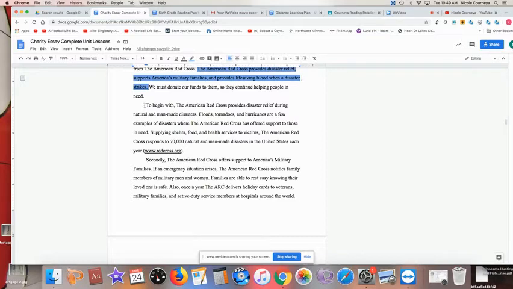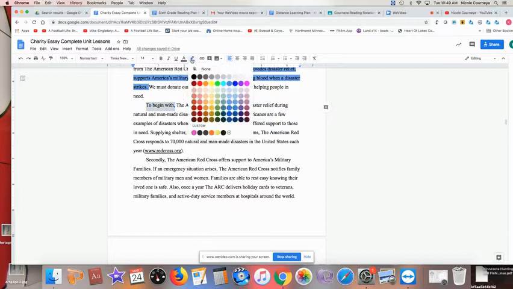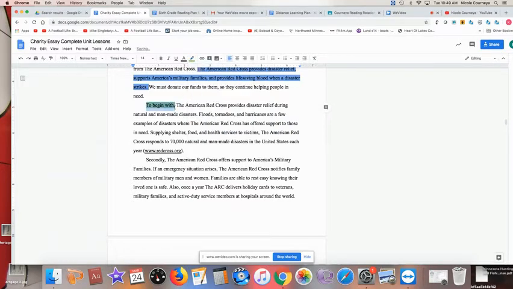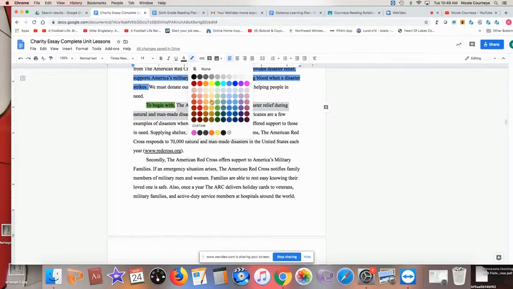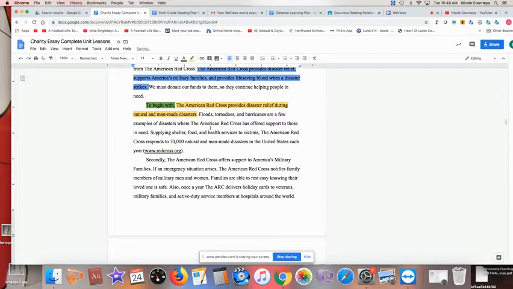Okay, so if I'm looking for my transition right away, we've got it in the beginning. You'll notice that it has a comma at the end. Okay, and then hopefully if my topic sentence is in the right spot, it should be the very first sentence. So is this whole paragraph about how the American Red Cross helps with disasters? Absolutely. They're talking about floods and tornadoes and victims and man-made disasters. So all of that deals with man-made disasters right here.